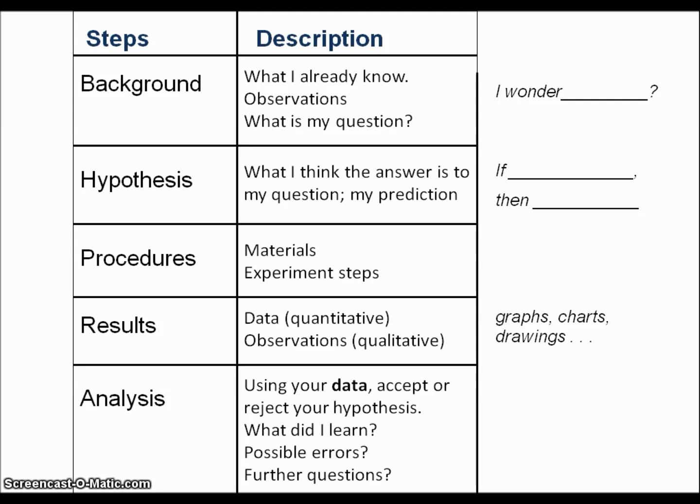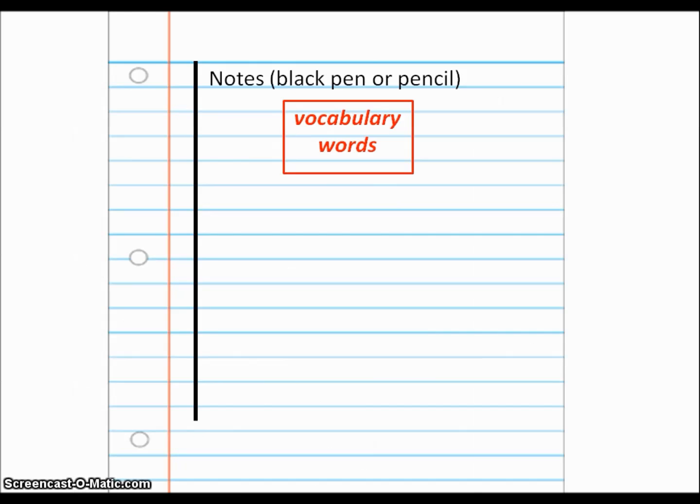Were there any errors that could have occurred? Now, we're going to talk more about the different types of errors later this week. And are there any further questions? If you were to do this experiment again, how would you do it differently? And that's it. That is the scientific method steps, and this is also the structure of our lab reports.